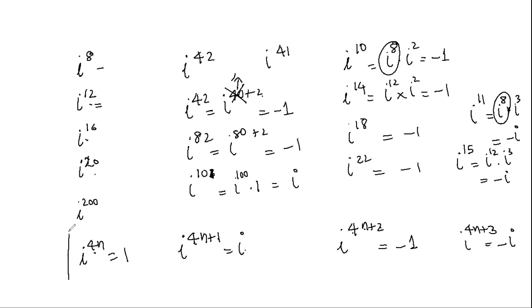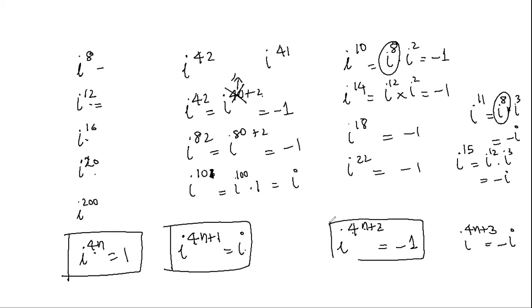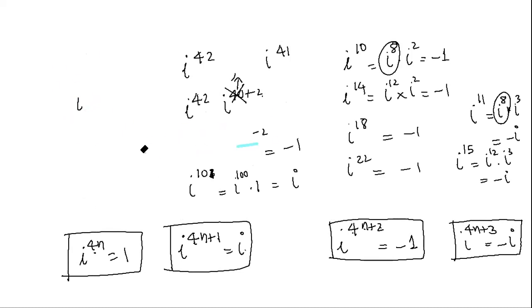So these are the things to remember: i raised to 4n is 1, i raised to 4n plus 1 is i, i raised to 4n plus 2 is minus 1, and i raised to 4n plus 3 is minus i. Is it clear? Have you written this, or do you want to write it? Write this box first.